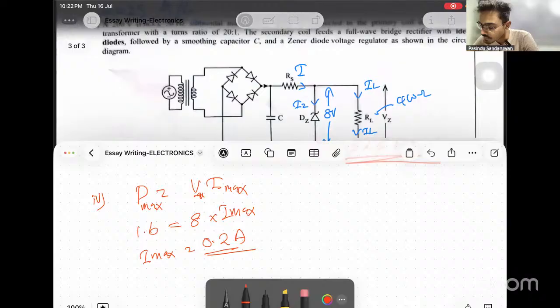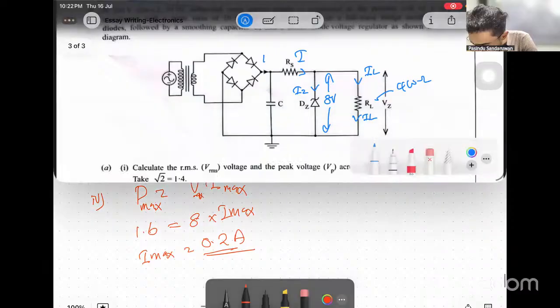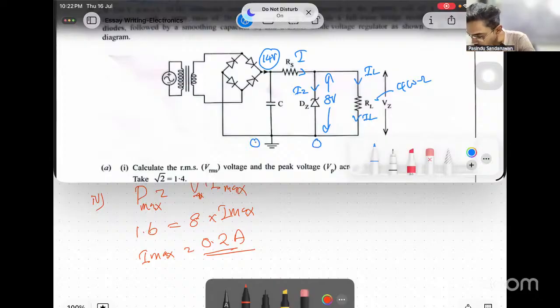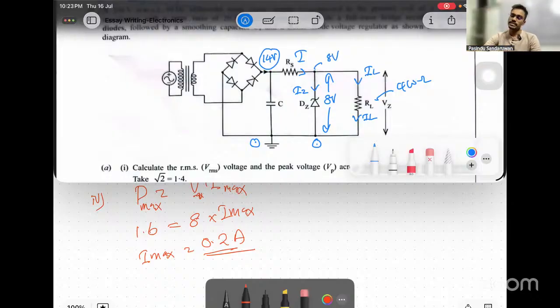Right? So we know the potential at the output was 14. Then you have to identify these values. This must be 14, and this is grounded, 0. Then this point is also grounded. If this potential difference is 8 volts, then this is at 8 volts. Which means the potential difference across RS is known.